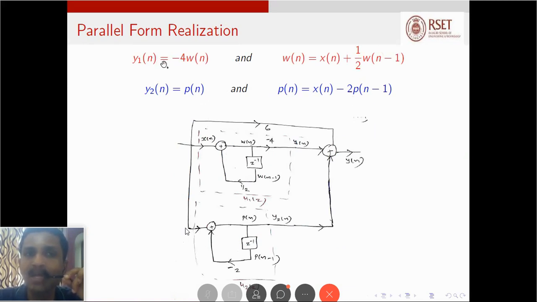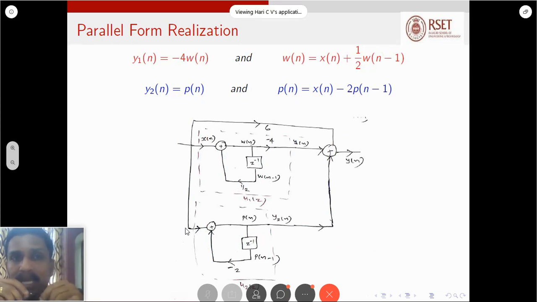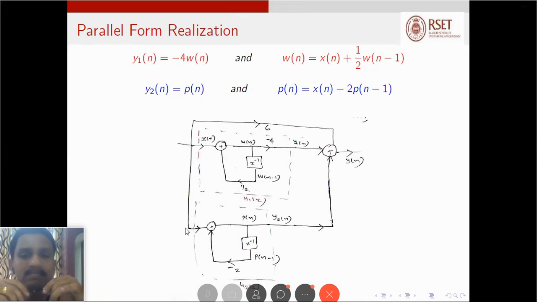The equations for the corresponding transfer function h1 of z are y1 of n is equal to minus 4 w of n and w of n is equal to x of n plus 1 by 2 w of n minus 1. Similarly, y2 of n is equal to p of n and p of n is equal to x of n minus 2 p of n minus 1 for h2 of z. Realize h1 of z and h2 of z like this and arrange in parallel form. That is a realization of h1 of z and h2 of z in the case of parallel form realization.